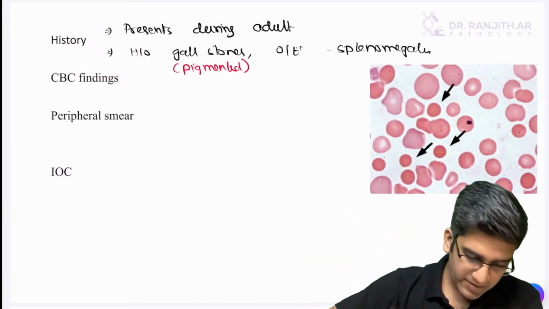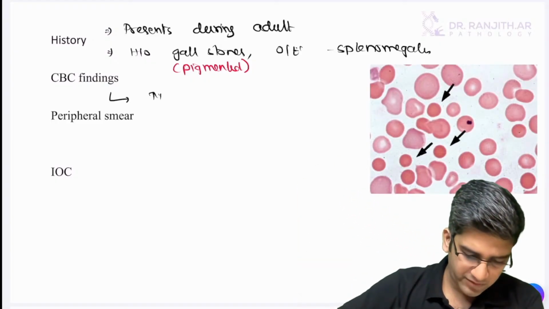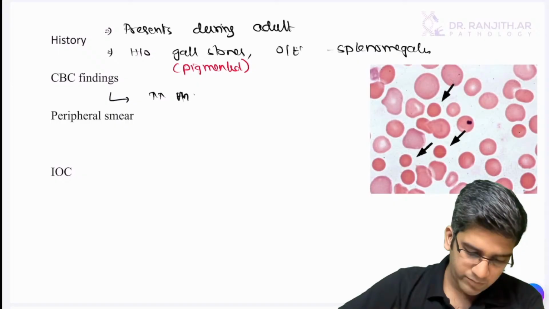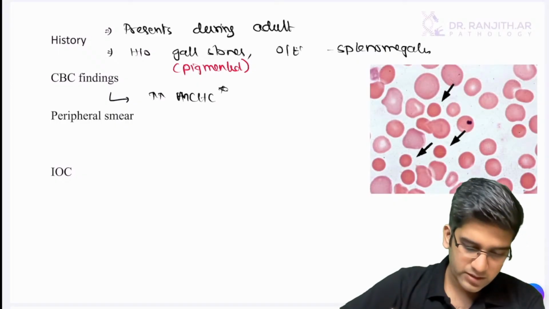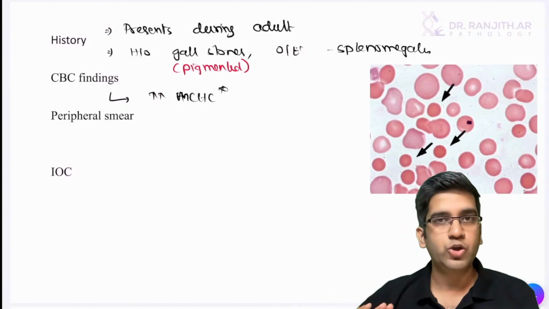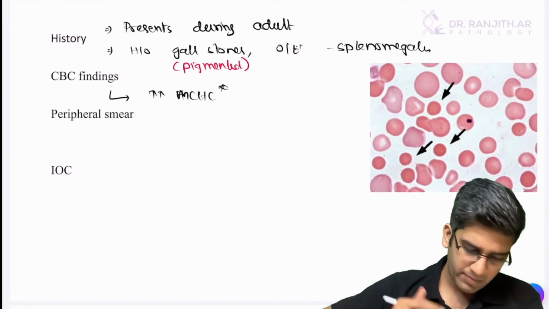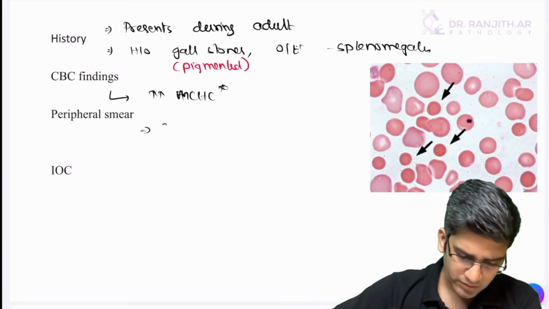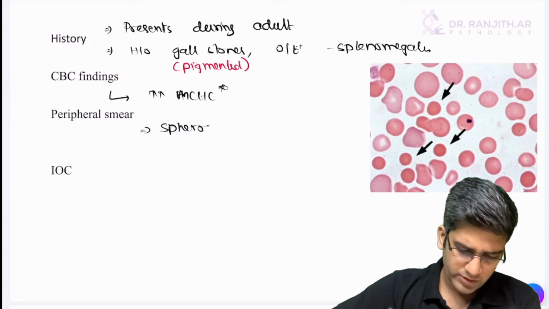Fine. Now, one classical CBC finding: there will be an elevated MCHC. Don't forget this. This is almost the only hemolytic anemia which will have an elevated mean corpuscular hemoglobin concentration. Peripheral smear, what do you see? You classically will see spherocytes.